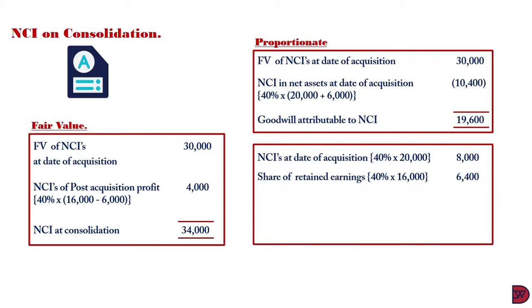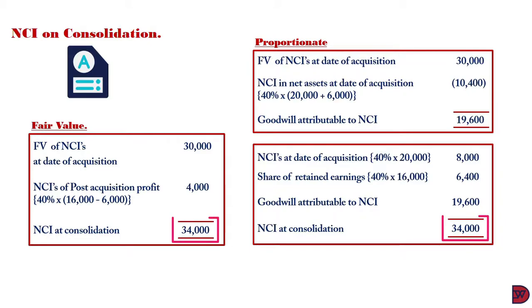Then we bring the share of its retained earnings. Again, you pick the 40%, multiply on the total retained earnings at the date of consolidation, not the post-acquisition. So $16,000, giving $6,400. Then we bring the goodwill, which is supposed to be credited to the NCI, the calculation done above of $19,600. It will give a total of $34,000, which is the same as that worked under the fair value. Let's test our understanding for the last time on this episode.